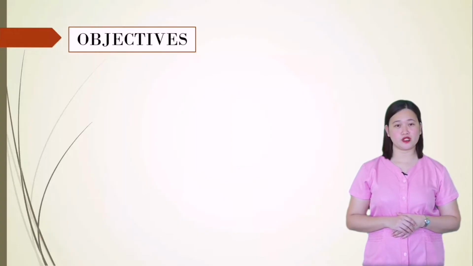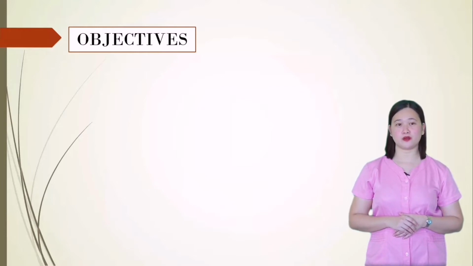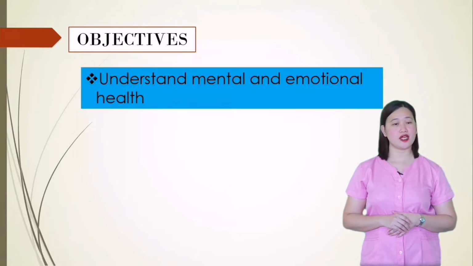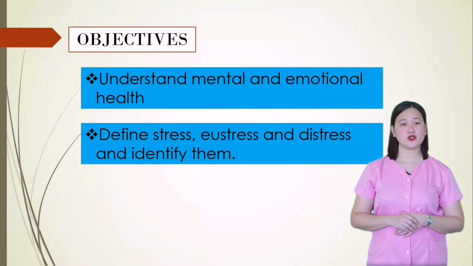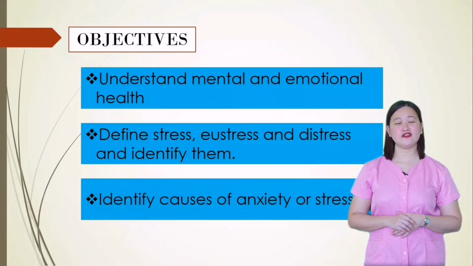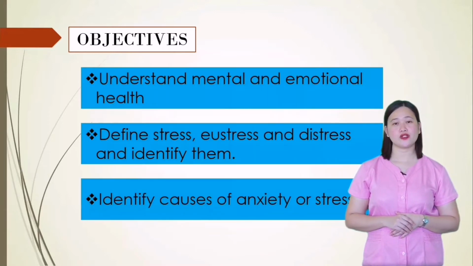Let us know our objectives for today. After going through this lesson, you are expected to: first, understand mental and emotional health. Second, define stress, eustress, and distress and identify them. And lastly, identify causes of anxiety or stress which will lead to our most essential learning competency, which is differentiates eustress from distress and identify situations that cause feelings of anxiety or stress.